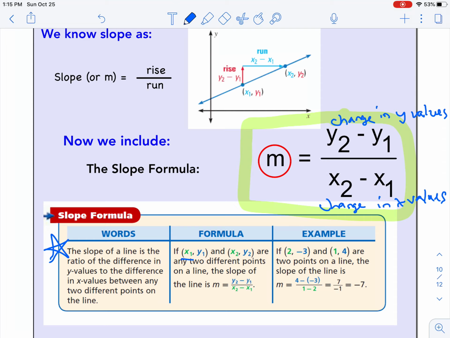Take your 2 ordered pairs, label the first ordered pair with x1, y1, and the second ordered pair x2, y2. The 1s and the 2s just represent the first and the second ordered pair. And then the difference between them is y2 minus y1 over x2 minus x1. That is our slope formula that we have right up here.